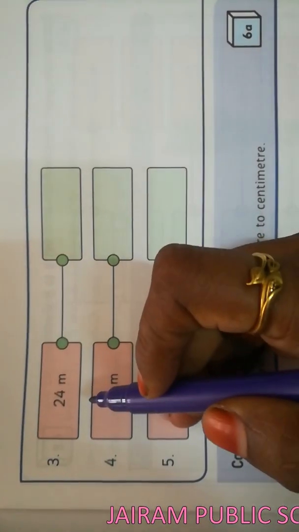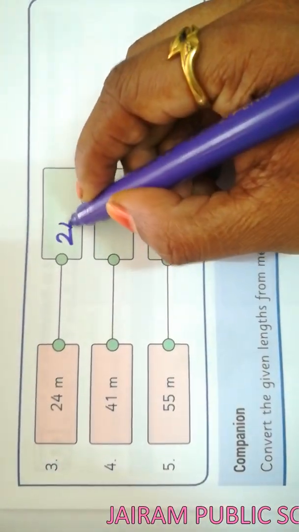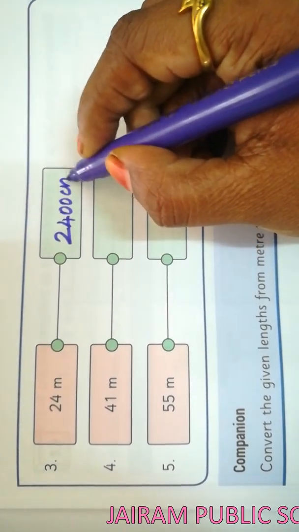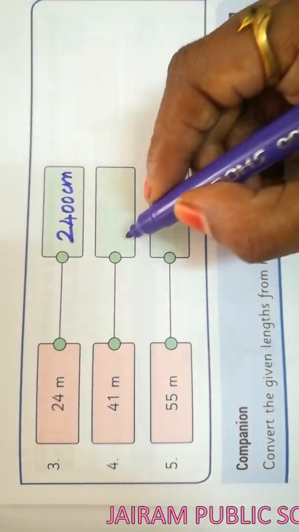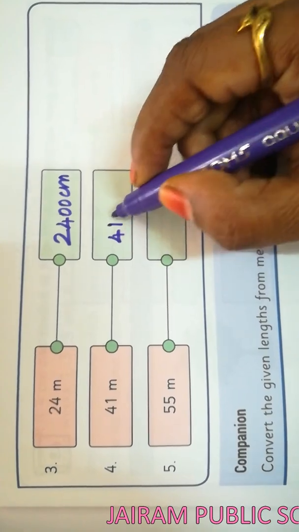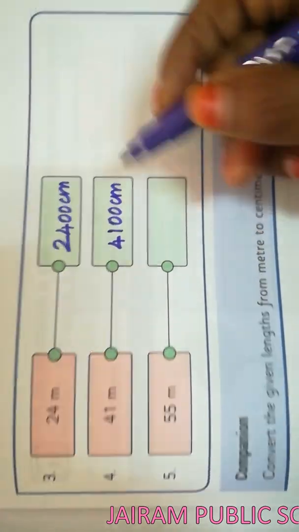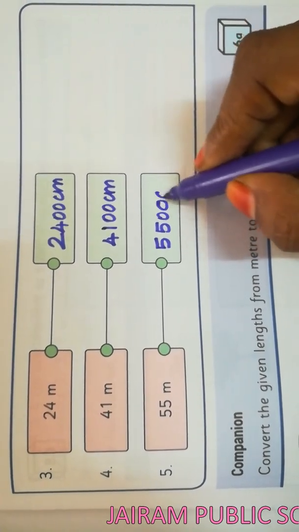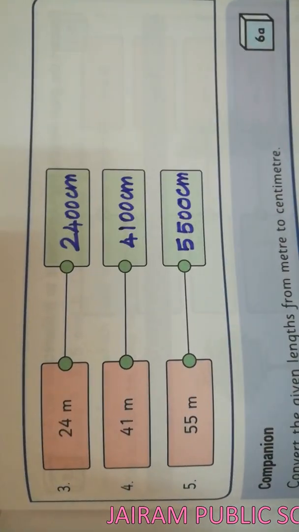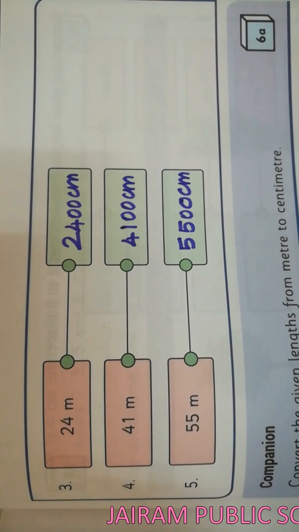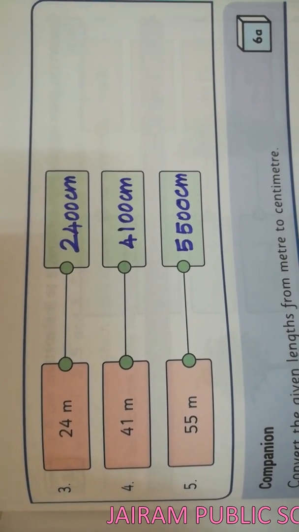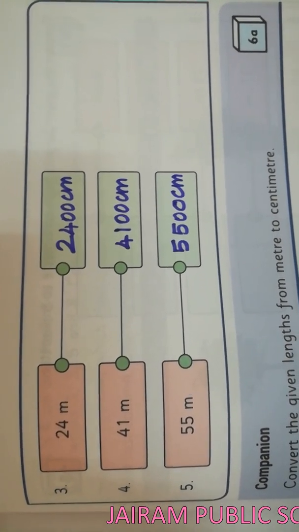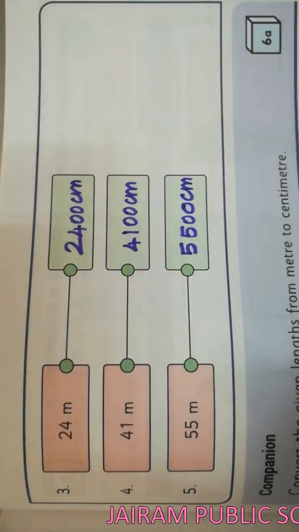Third question, 24 meters, 2400 centimeters. Then 41 meters, 4100 centimeters. 55 meters, 5500 centimeters. Like that, you have to convert meters into centimeters, children. For that, we have to multiply the meters by 100.